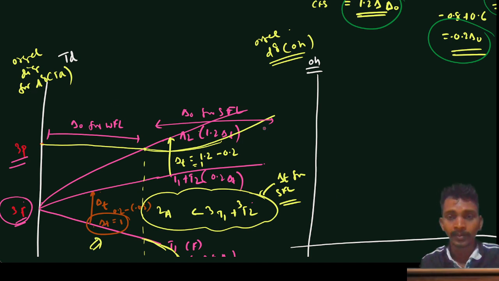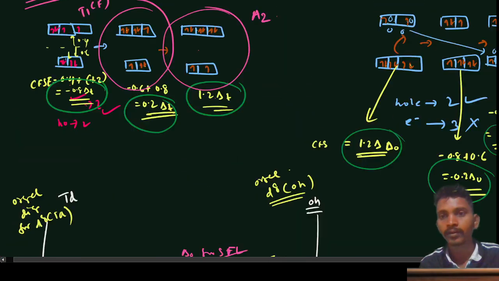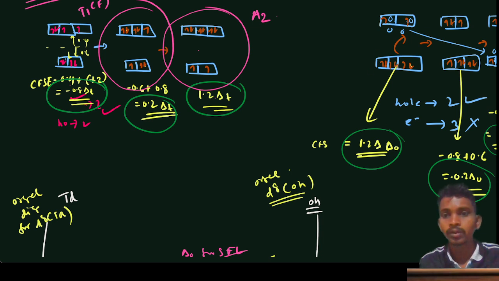Okay, so for this case also I will do two things, one is 3P, another is 3P. So for this ground state, what are the things that are there? So this is minus 0.2 delta t, 1, 2, 3, that is minus 1.2.